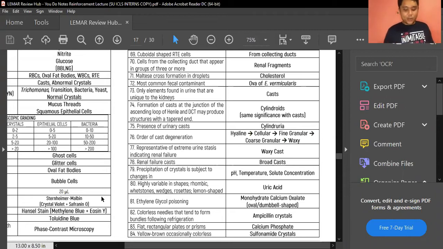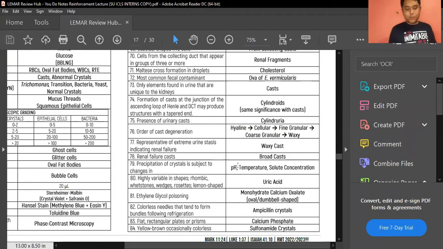Okay, alright. Now, precipitation of crystals, the factors are, of course, pH, temperature, and solute concentration. Of course, we have mentioned that there are some crystals that prefer acidic or alkaline pH. Temperature, of course, usually low temperature will facilitate the precipitation of crystals in your urine. That's why after refrigeration, or during refrigeration, your crystals precipitate. Solute concentration, of course, if very high, it will supersaturate and precipitate out of the solution and become crystals.